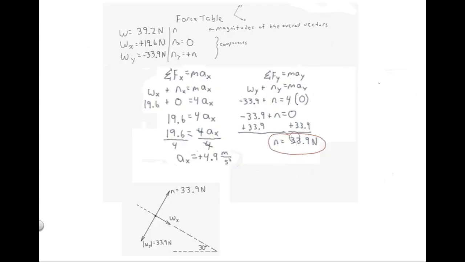It makes sense that this result for little n came out to be positive. The symbol little n written without an arrow on top stands for the magnitude of the normal force. Magnitudes can never be negative, so it makes sense that this result came out to be positive. To understand why the size of this result makes sense, let's use this version of the free body diagram, where the weight force is broken into components.